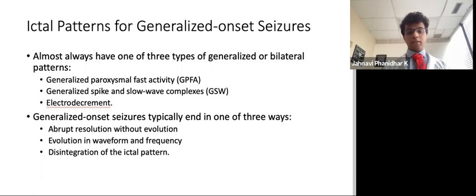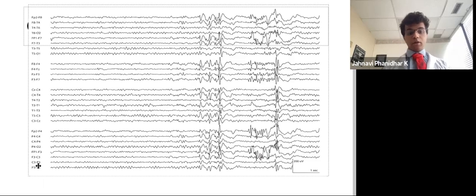Electrodecrement, as the name states, is seen when there is a sudden, diffuse decrease in the electric potentials over all of the channels. Generalized onset seizures typically end with either abrupt resolution without any evolution in waveform or frequency, or disintegration of the pattern.